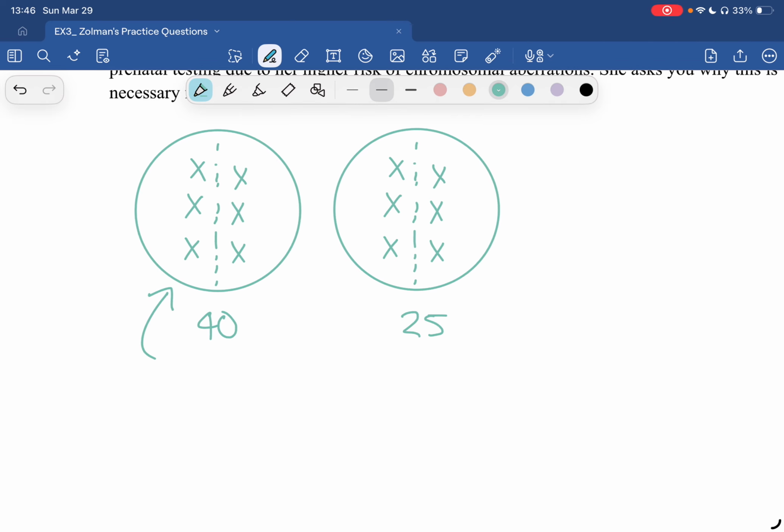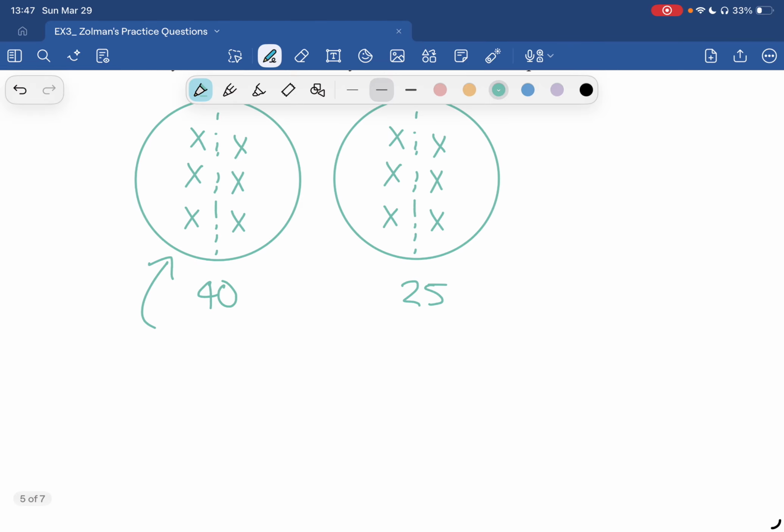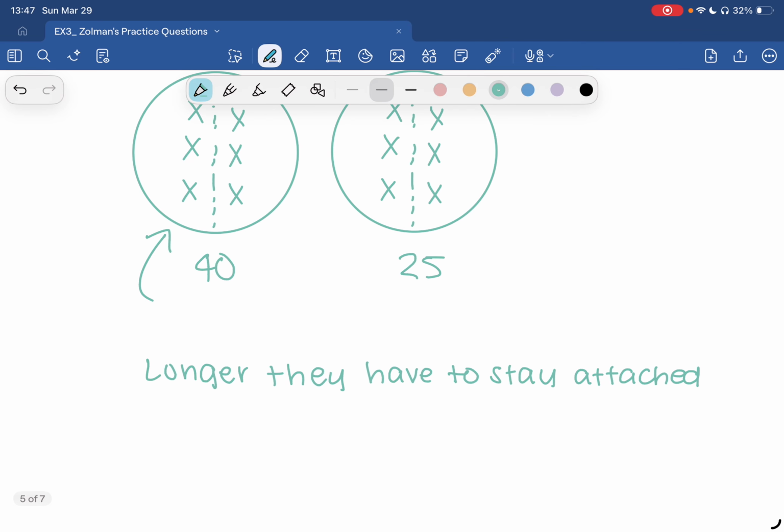So again, I would write a much longer explanation of this, but the longer they stay attached, the more likely, or the higher the probability, that an error will occur.